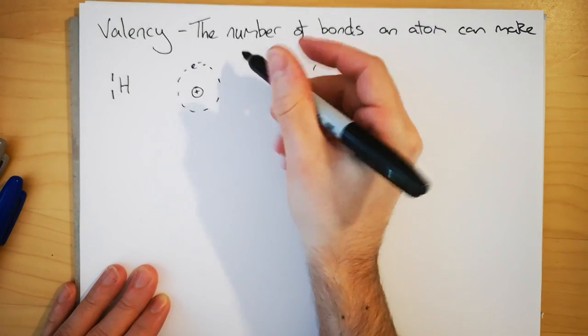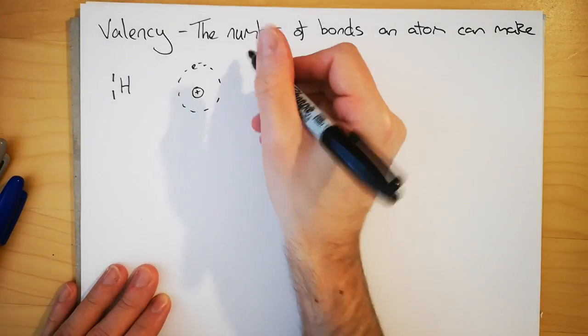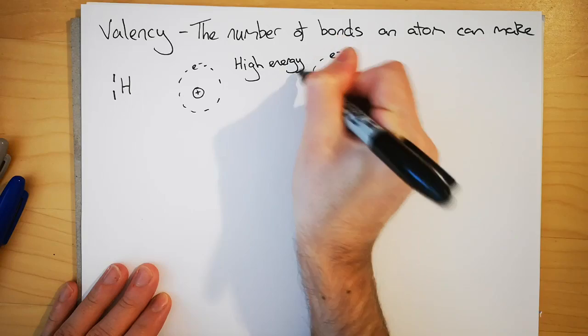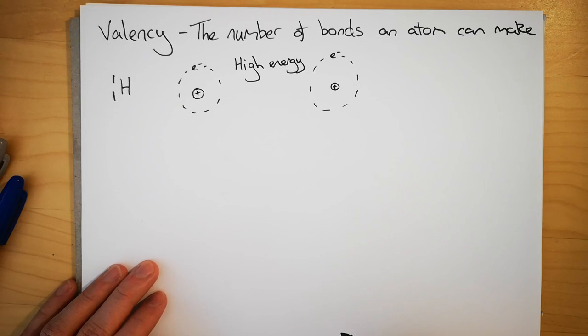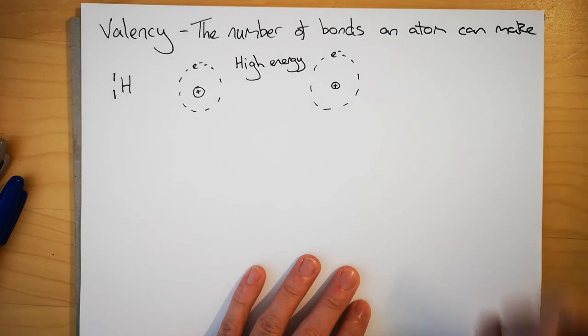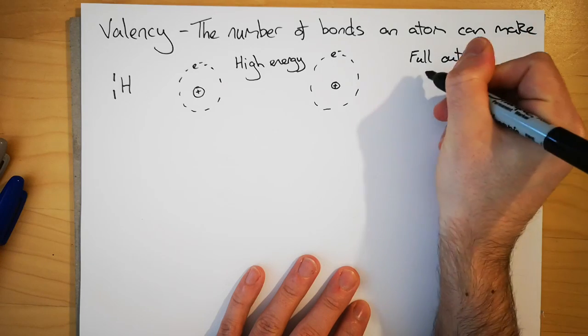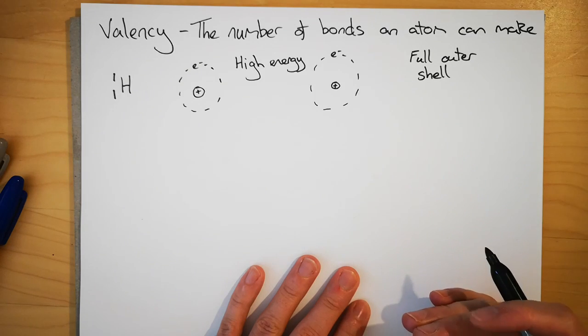So the energy of these two separate atoms, it has a high energy. Now, the universe, for whatever reason, likes to make sure that everything is in the lowest energy possible. Now, that lowest energy possible happens when we get a full outer shell. So, in terms of having a full outer shell, there's really a couple of options we can have.